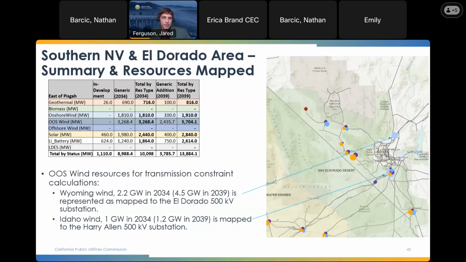And that's what I just noted. We have about 2 gigawatts or 2.2 gigawatts in 2034, and then almost 5 gigawatts in 2039 of Wyoming wind, and then about 1 gigawatt and a little bit more in 2039. As I noted earlier, the locations and interconnection points of these out-of-state wind resources are an ongoing analysis in this remapping effort. Next slide.